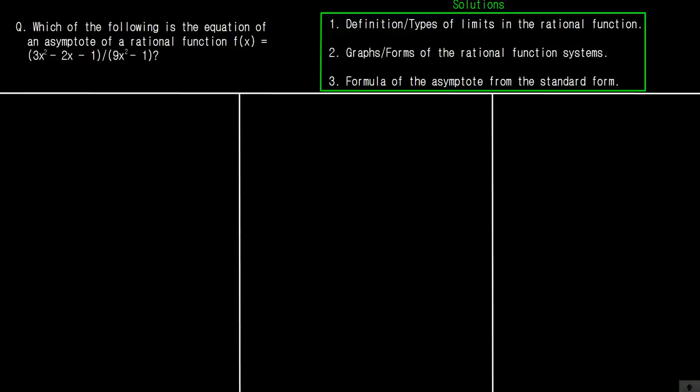Our next advanced SAT Math Level 2 question, about rational functions, is: which of the following is the equation for the asymptote of the rational function f of x, which is 3x squared minus 2x minus 1 divided by 9x squared minus 1.